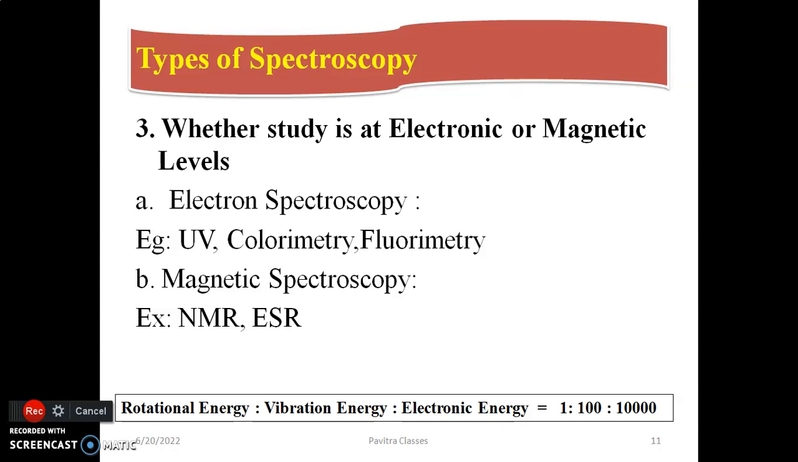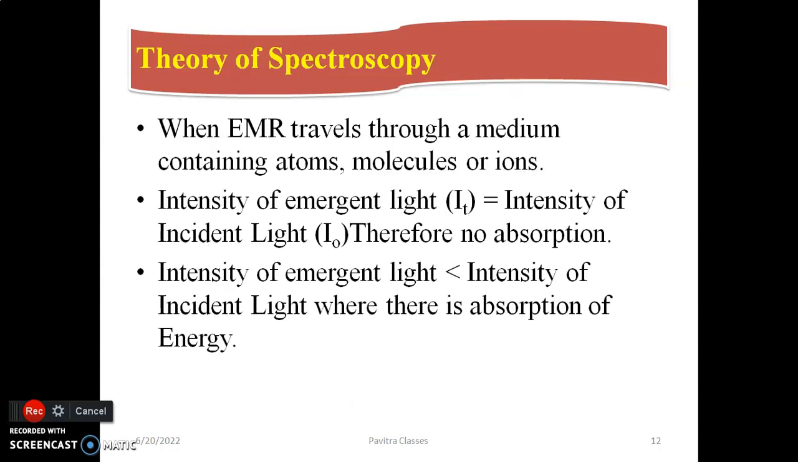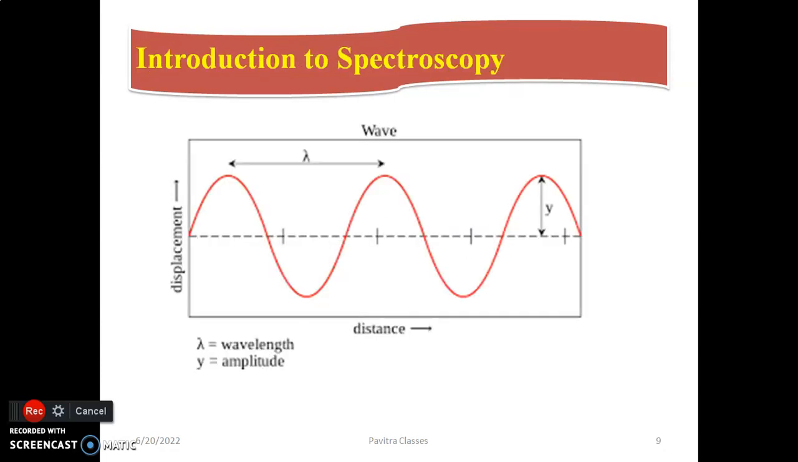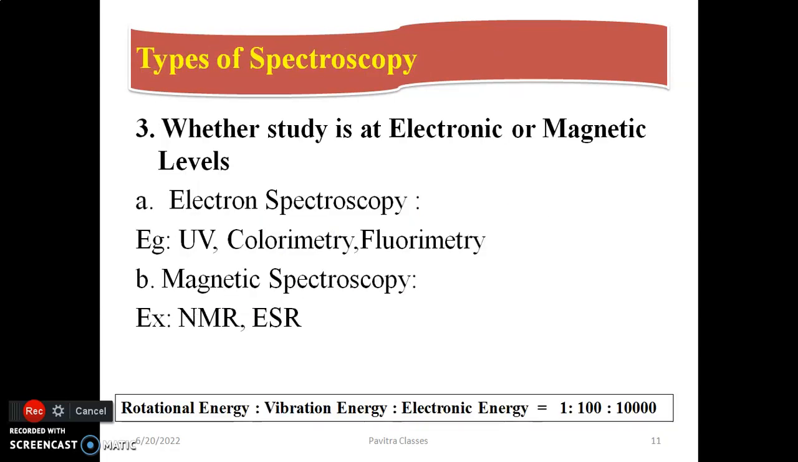Coming to the energy levels, comparing rotational energy, vibrational energy, and electronic energy, the ratio of rotational to vibrational to electronic energy is usually 1:100:10,000. This is about the types of spectroscopy.